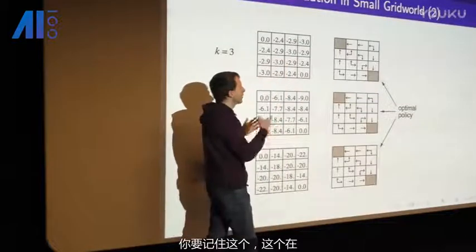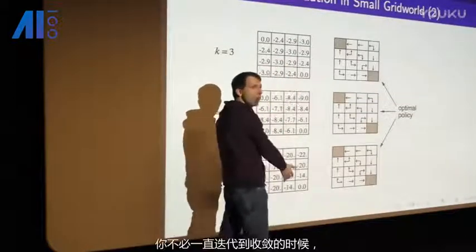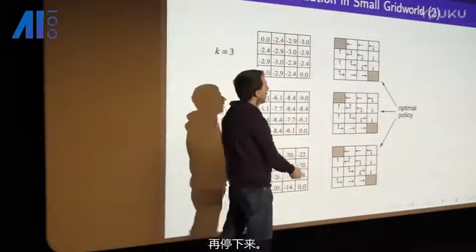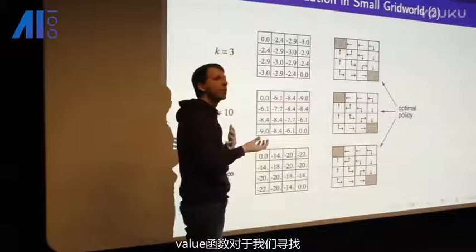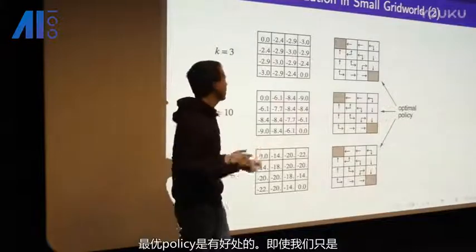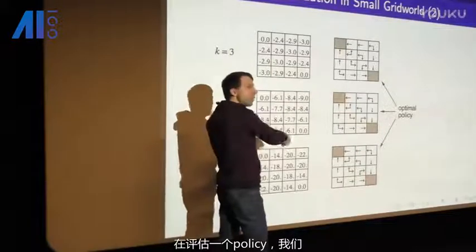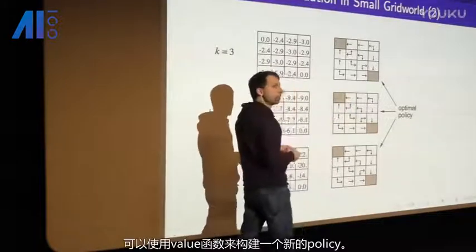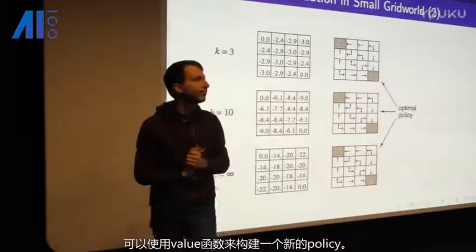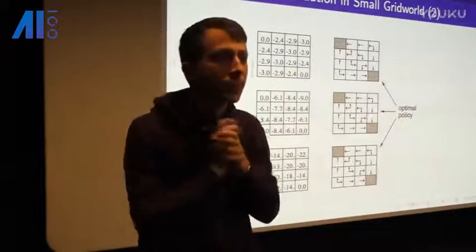This intuition is going to be useful later, that you don't actually have to iterate this thing all the way to convergence. But the main thing I just want you to have in your head for now is that the value function helps us figure out better policies. Even though we were just evaluating one policy, we can use that to build a new policy by acting greedily. Is that clear? Yeah.